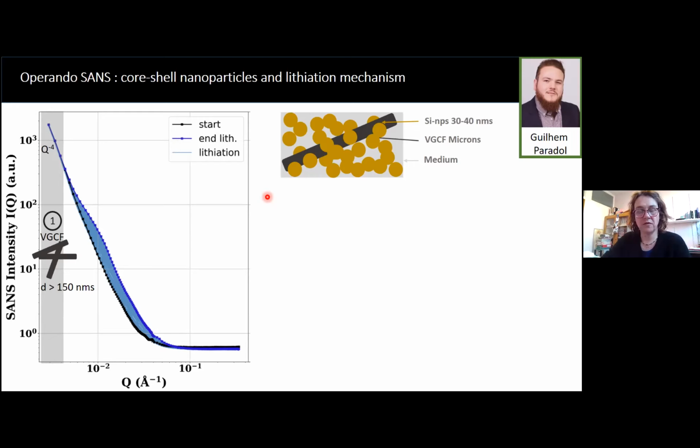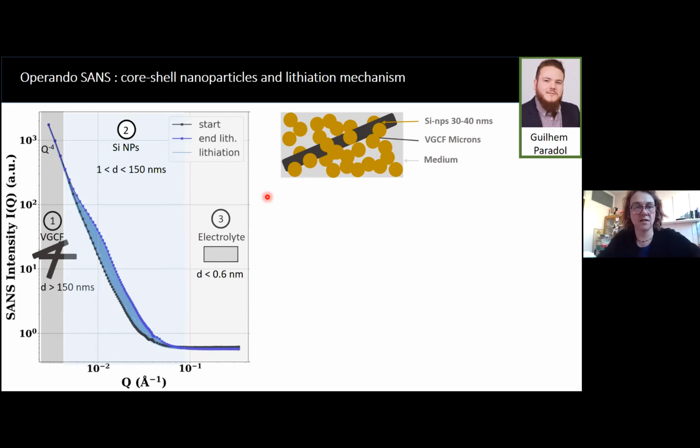On the other side of the spectrum, you have a plateau, which is a constant intensity due to the fluid, the electrolyte. What we're interested in is an intermediate region, which probes characteristic sizes from 1 to 150 nanometers. This is exactly where our nanoparticles sit, because in the pristine state they are 30 to 40 nanometers in size.